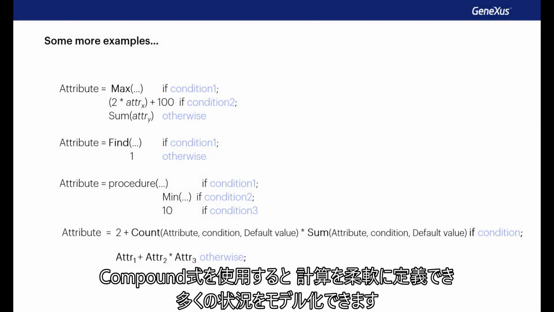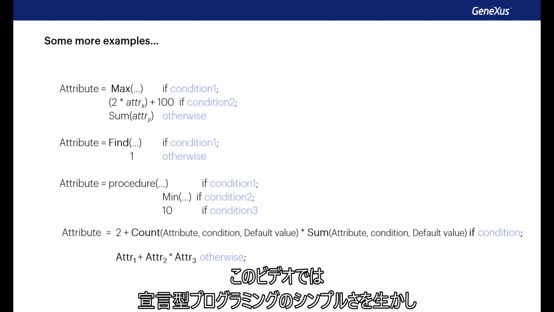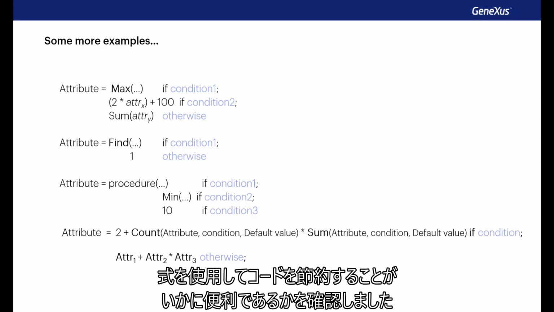Compound formulas provide great flexibility for defining calculations and make it possible to model a large number of situations. In this video, we saw how convenient it is to use formulas to save code, taking advantage of the simplicity of declarative programming.